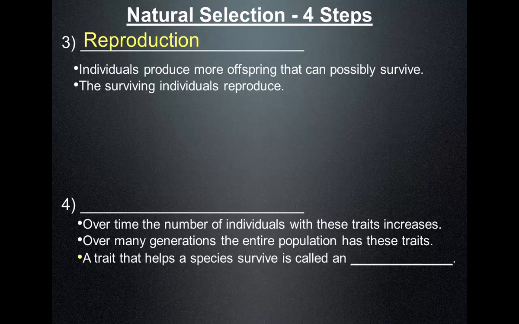So these individuals that have these helpful traits, they can live longer, and therefore they can be more likely to reproduce and have offspring. Individuals that couldn't survive probably couldn't reproduce.